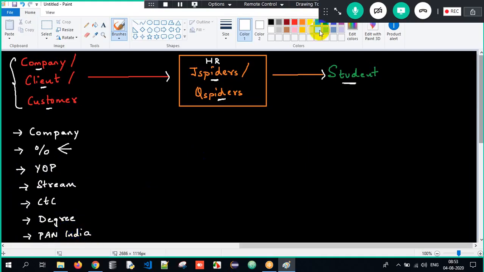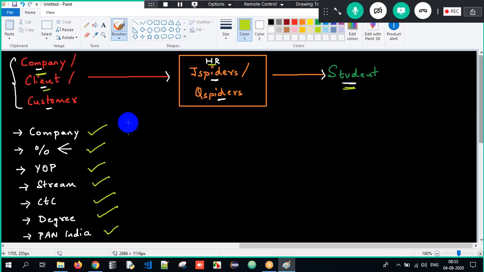So what happened here? The client or the customer informed the HR about the job description. So what will HR do? He will inform the students about the job description: the company name, the percentage, the year of pass out, stream, CTC, degree, and he'll tell you there's no pan India. The job location is in Bangalore only.